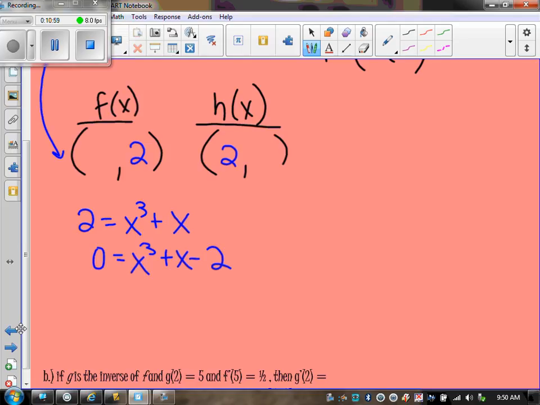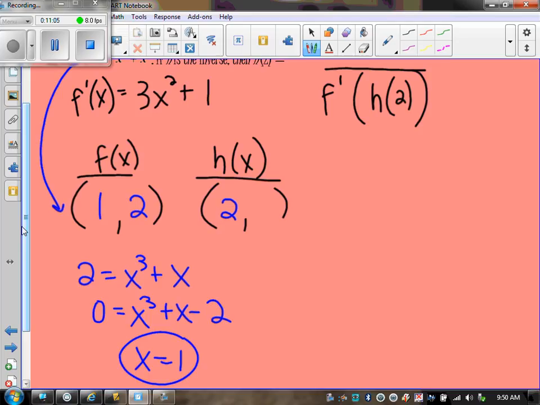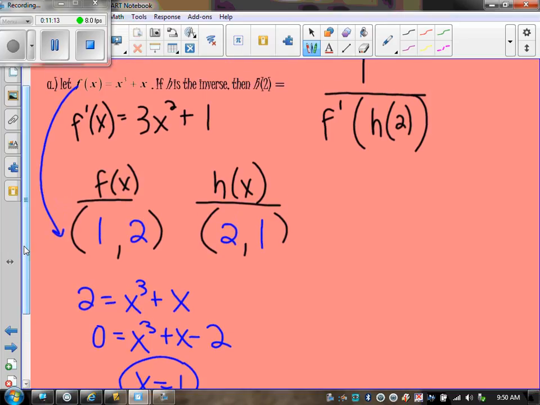I end up getting an x value of 1. That means I have an x value in my original at 1. That means I have a y value in my h of 1. So let's see how that's going to help us here. So now don't I have an h of 2? And what's the y value at h of 2? Isn't that 1? So now we just have to find our derivative of f at x equals 1.